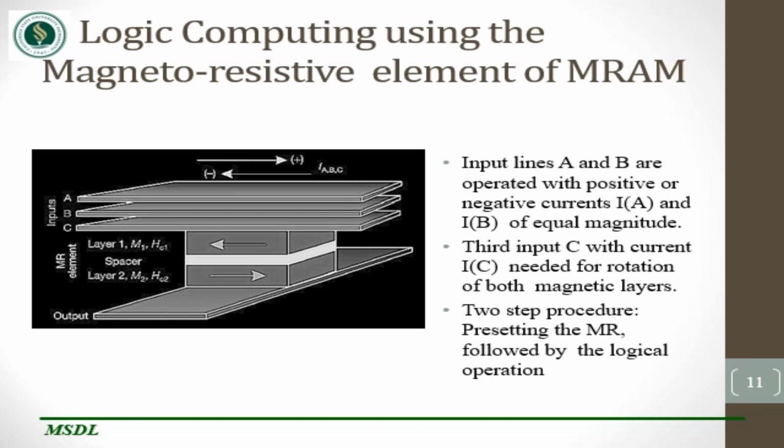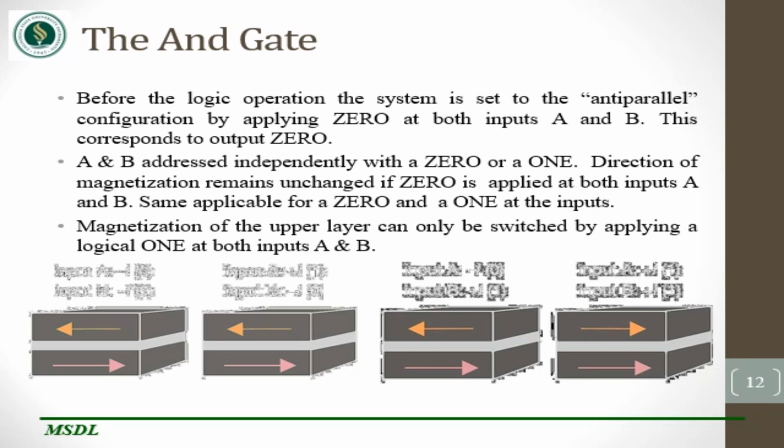The third input C is needed for the rotation of the two magnetic layers. This is a two-step procedure, the first one being presetting the MR followed by the logical operation. Now, let us see an example of logical computing of an MRAM through a simple example of an AND gate.